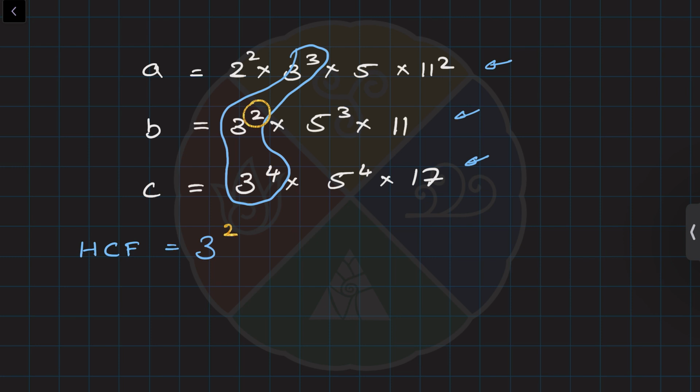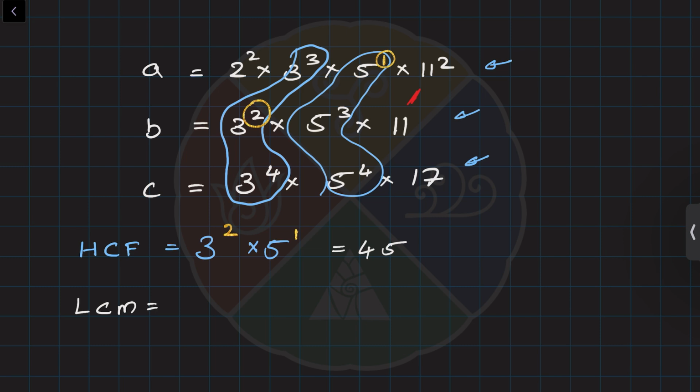Similarly, 5 is common. Since 5 is common, I'm going to take 5. Now, you have to look for the smallest power, that is over here, 1. Now, if you look at 11, 11 is only there in 2 places, so you cannot take that. 17 is only there in one. So this is the HCF of the given numbers, that is 9 into 5, which will give you 45.